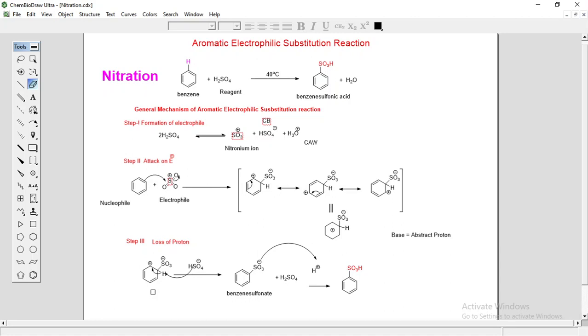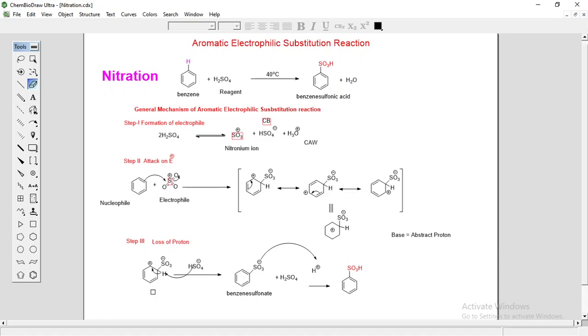So this is about your second step. Now the third step. The third step is nothing but the loss of proton. The carbocation loses a proton in the presence of a base, that is HSO4 minus. HSO4 minus takes a proton from that intermediate and you will get the nitro compound. So this is a two-step reaction in which the first step is the rate determining step. This is just a revision of what we had learned in the last lecture.